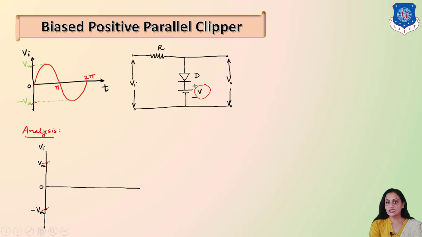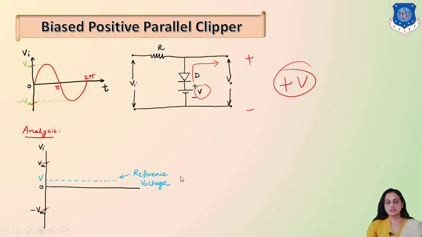negative? As I explained, the terminal of the battery which is connected towards the output positive terminal is to be taken into consideration. So here the battery positive terminal is connected to the output positive, that's why we will consider the reference voltage as plus V, and this plus V reference voltage is being shown.